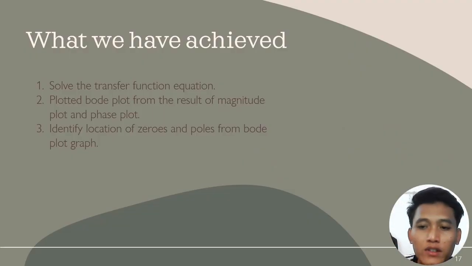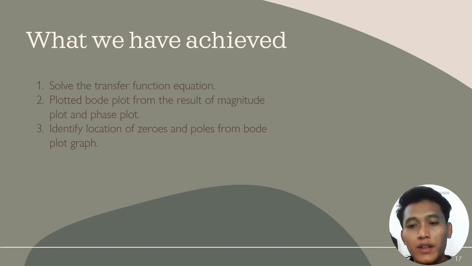What we have achieved from this assignment is we can solve the transfer function equation. We can plot the Bode plot from the results of the magnitude plot and phase plot. Lastly, we can identify the location of zeros and poles from the Bode plot graph.